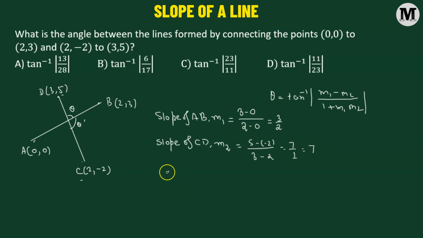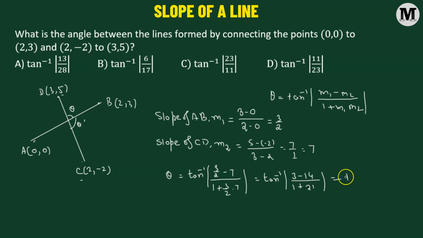So now we can use the formula. So theta is going to be the inverse tangent function of the absolute value of m1, so m1 is going to be 3 over 2, minus 7, divided by 1 plus 3 over 2 times 7. Right. So let's further simplify this. We're going to get tangent inverse of, so what we'll do, we'll multiply both numerator and the denominator by 2. So that gives us 3 minus 14 divided by 1 plus the 21.